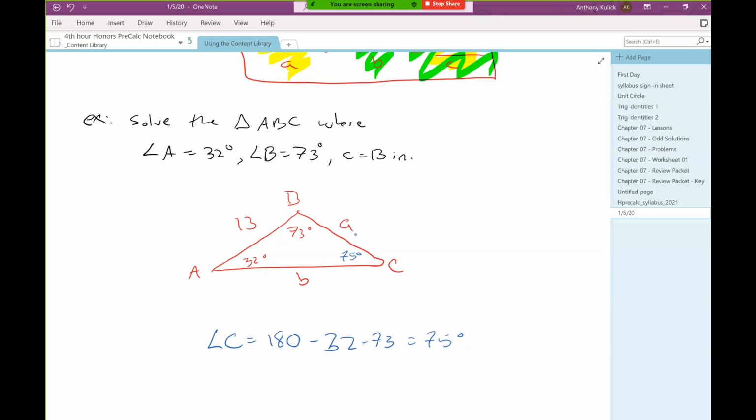Now, to find either the side lengths for A or B, I'm going to have to use the law of sines, right? Because there's no other way to get those side lengths. I can't use the Pythagorean theorem because we don't have a right triangle. I can't use SOH CAH TOA because we don't have a right triangle. Have to use the law of sines. So I noticed that the only piece of information I have where I know the angle and the opposite side is here for side C and angle C.